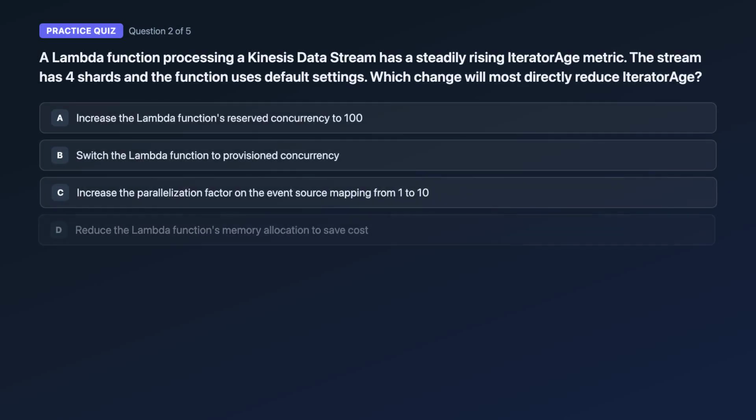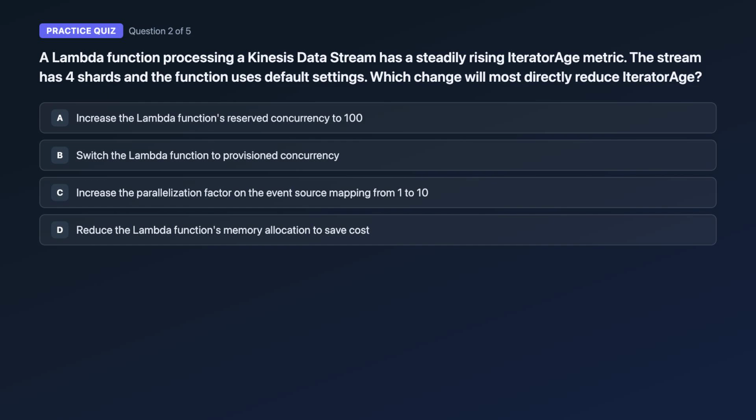Question 2. A Lambda function processing a Kinesis data stream has a steadily rising IteratorAge metric. The stream has 4 shards and the function uses default settings. Which change will most directly reduce IteratorAge? Is it A, increase the Lambda function's reserved concurrency to 100? B, switch the Lambda function to provisioned concurrency? C, increase the parallelization factor on the event source mapping from 1 to 10? Or D, reduce the Lambda function's memory allocation to save cost?